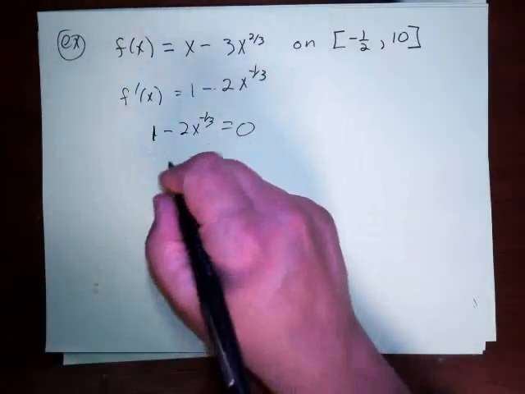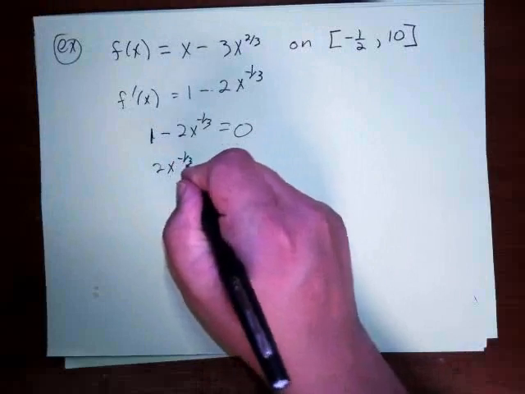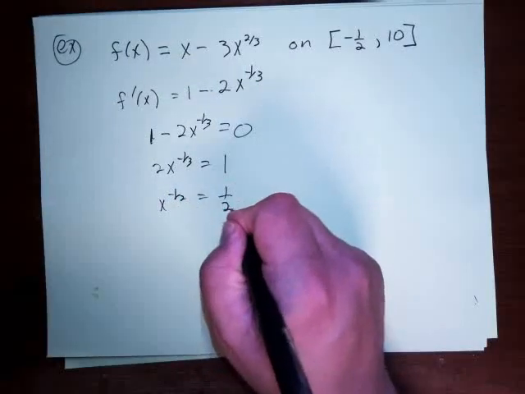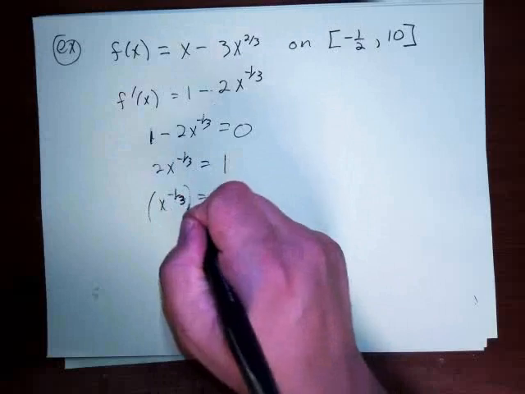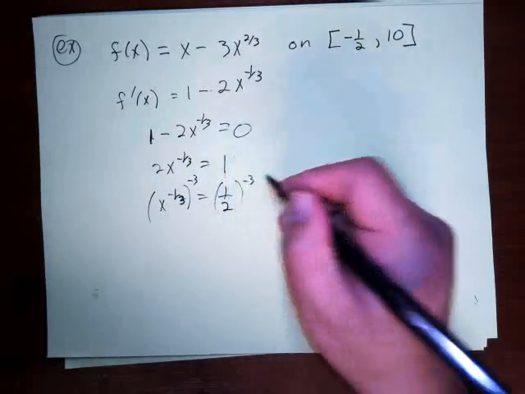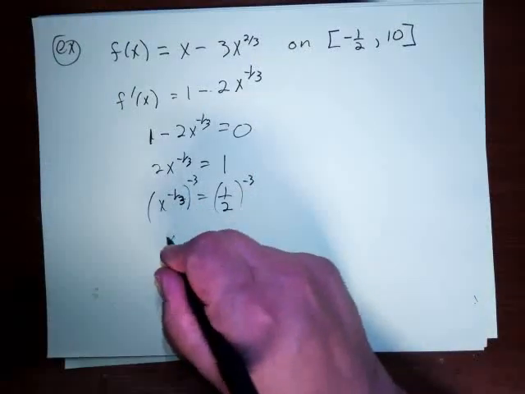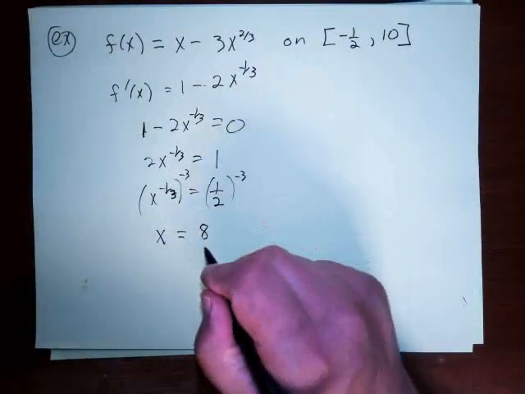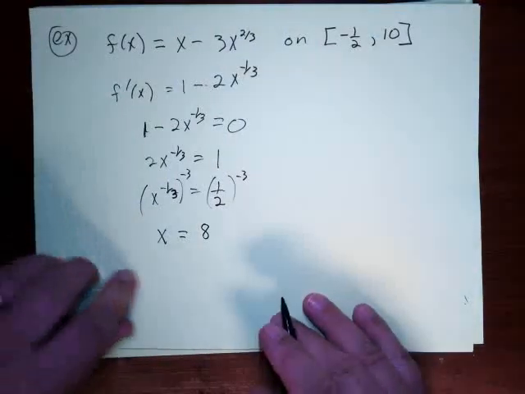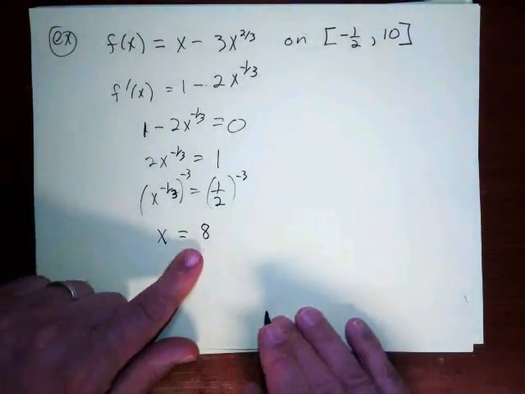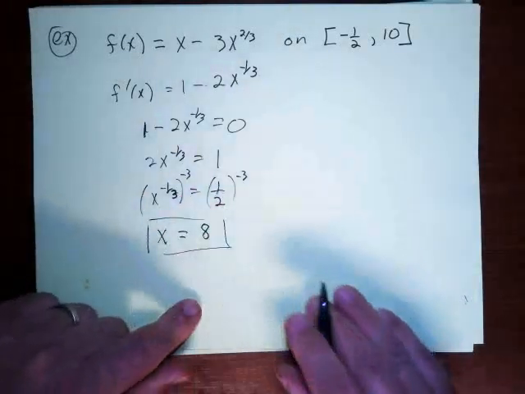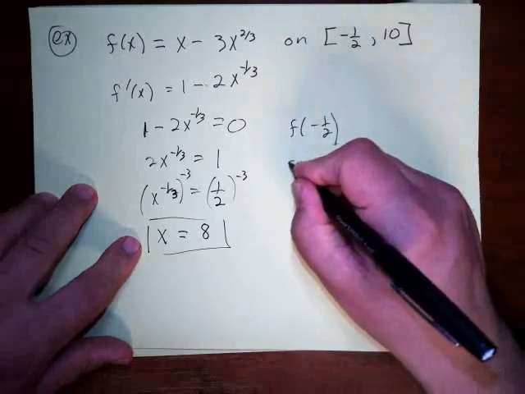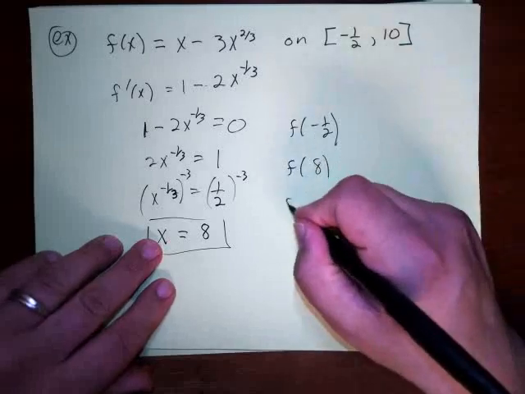And so when I do that, I can bring that over to the other side. I'd have 2x to the negative 1/3 is equal to 1. Divide both sides by 2. This would be equal to 1/2. That's 1/3. And now, to get rid of that, I'm going to raise both sides to the negative 3. So that makes this equal to just x to the 1, and then this will be just 8. Okay? And so this looks like my only critical point here. And so now I'm going to test this at the negative 1/2, at 8, and at 10.